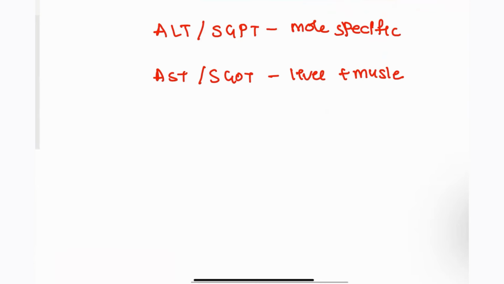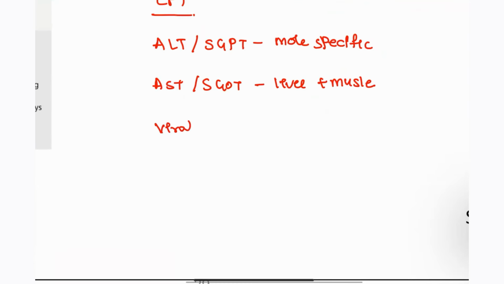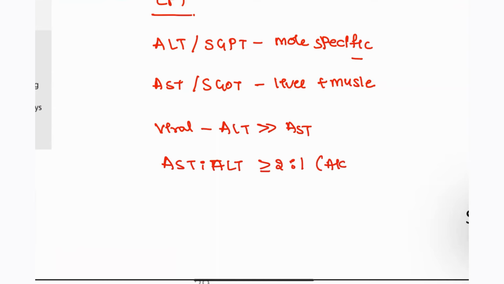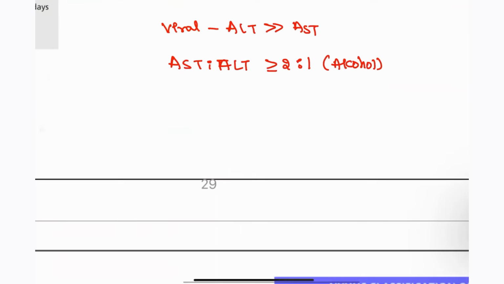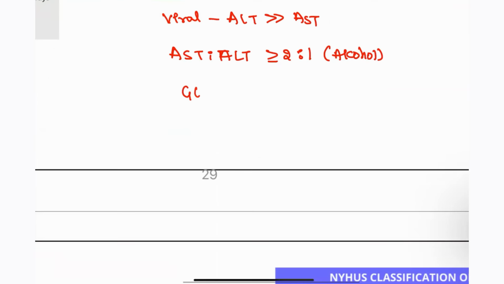Next, for the viral causes, you are going to see ALT is more positive than AST, because it is liver specific, guys. Next, if the AST to ALT ratio is more than 2:1, then this is likely to be from alcohol. Next, GGT is more specific for alcohol, especially for chronic patients.